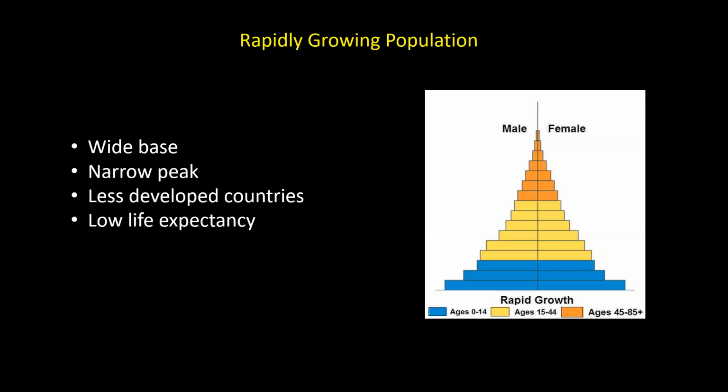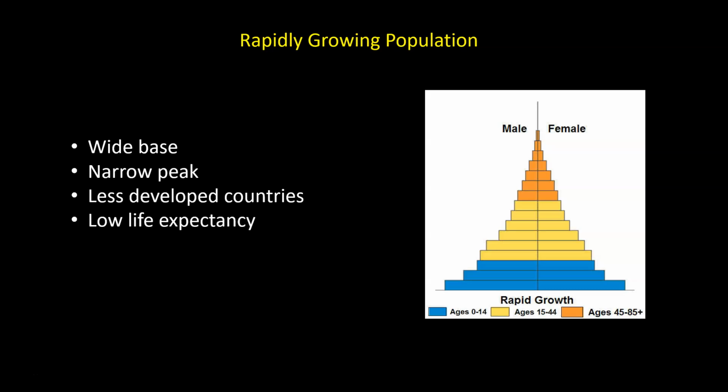Now, there are 4 generalized age structure diagrams that you should know by shape. The first diagram is for a rapidly growing population. This type of diagram has a wide base. That is to say, there is a large percentage of the population that is in their pre-reproductive years. Because of this, the population will continue to grow for a number of years. This higher proportion of young people is typical of a rapidly growing population.